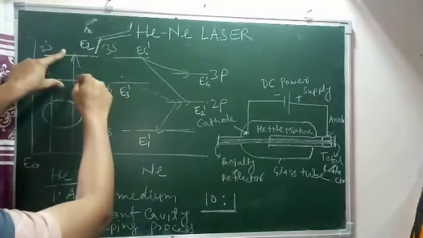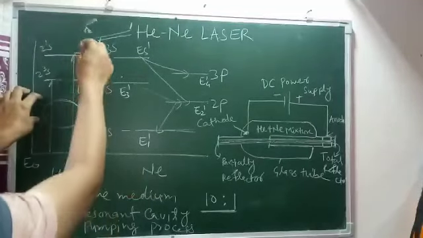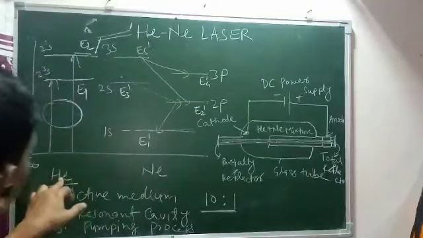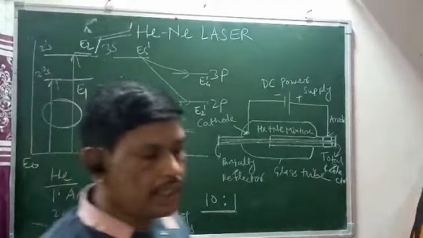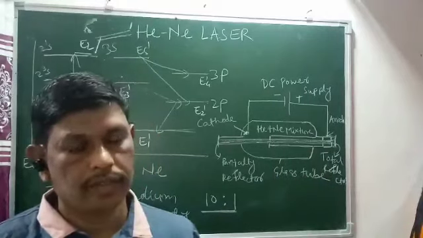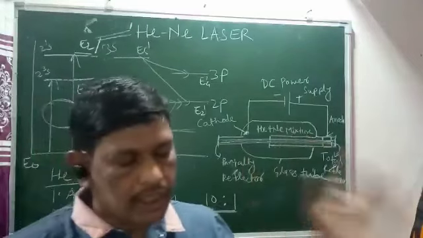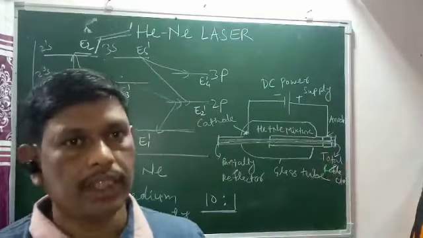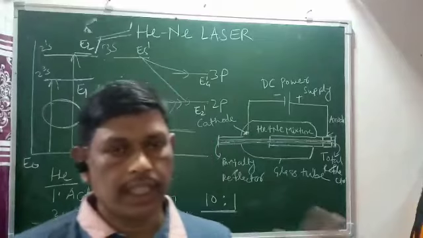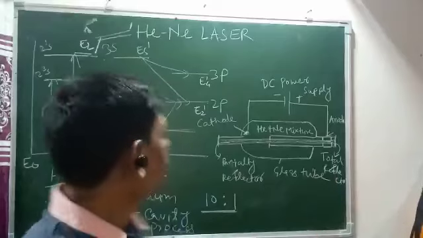So the particles in the states E1 and E2 don't come to the ground state by spontaneous emission, because these are metastable states. Here the metastable state lifetime is 10 to the power minus 3 seconds, which was discussed in earlier video lectures, and for an unstable excited state the lifetime is 10 to the power minus 8 seconds. But here in the case of helium, the excited states are metastable and the lifetime is 10 to the power minus 3 seconds, which is 10 to the power 5 times greater.